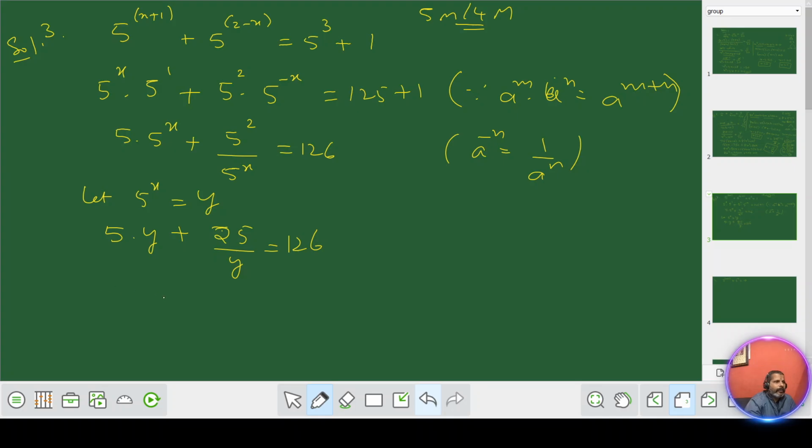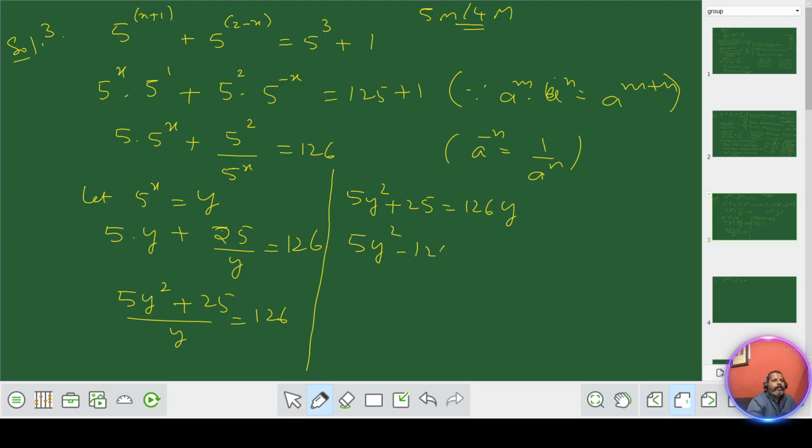Take LCM. Y is the LCM. So 5y square plus 25. Now transpose y to the other side, denominator y, we get 5y square plus 25 equals 126y. Take that to the left side. This is your quadratic equation, right?